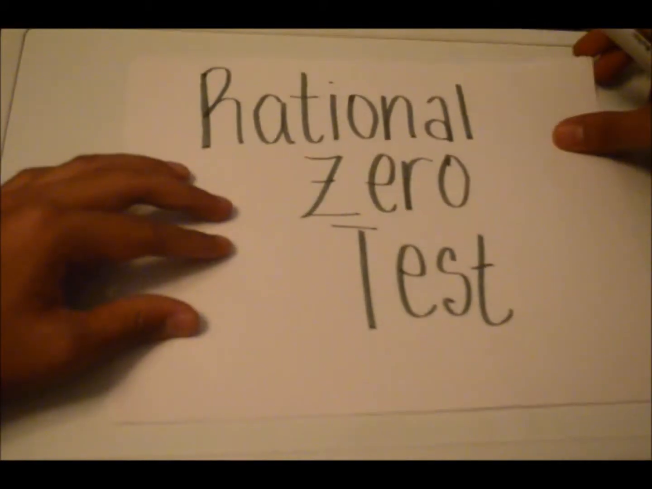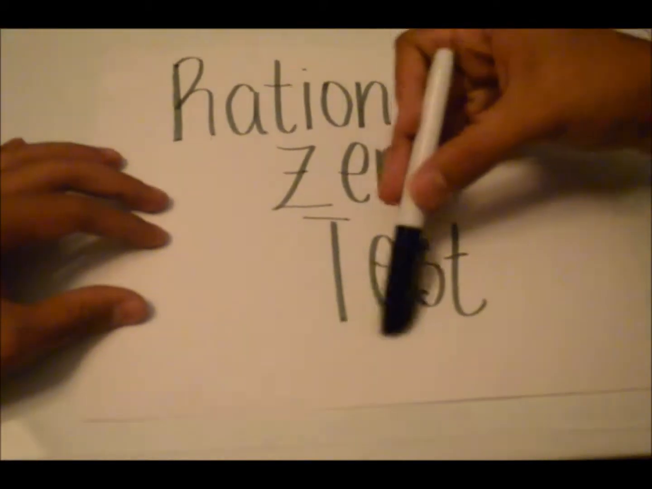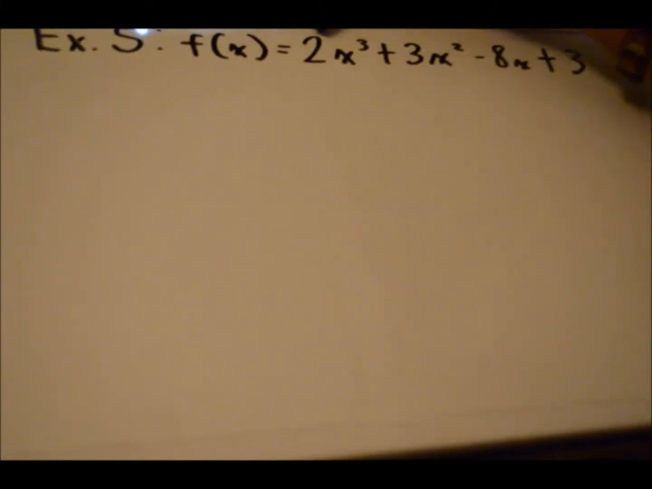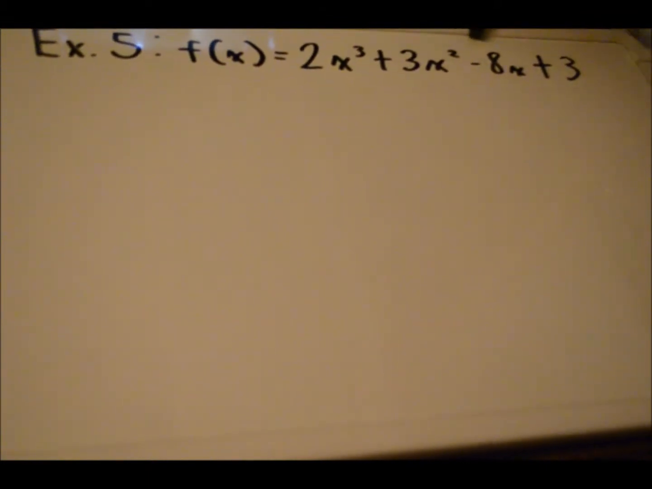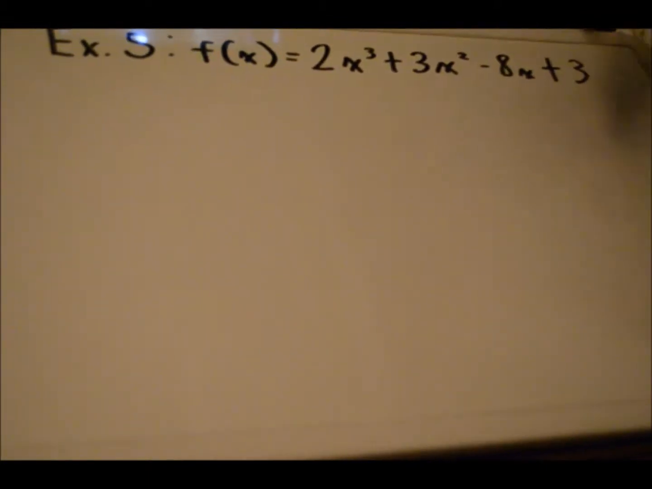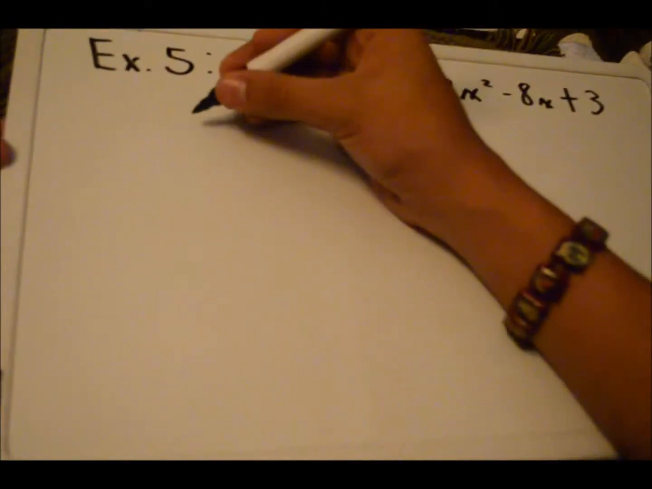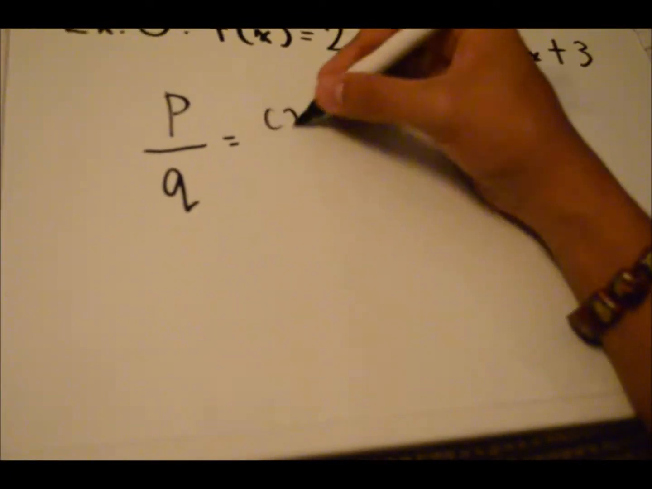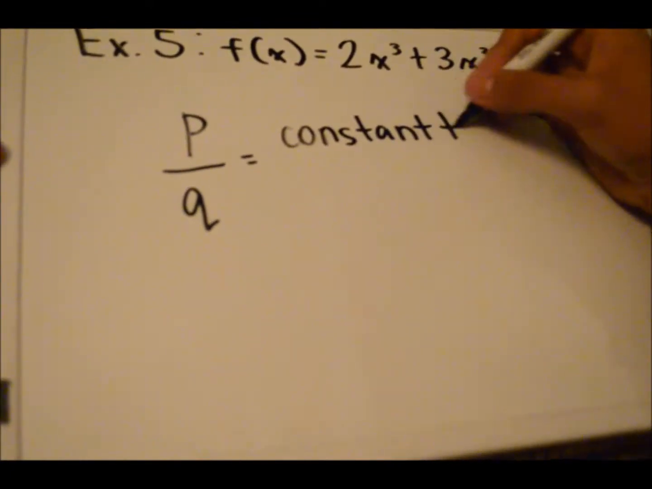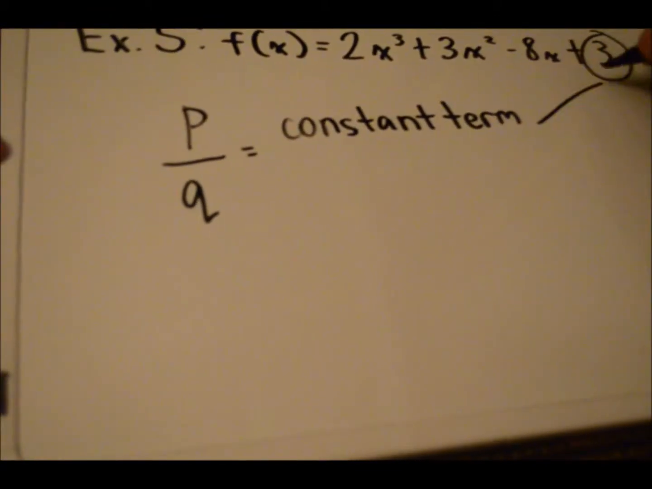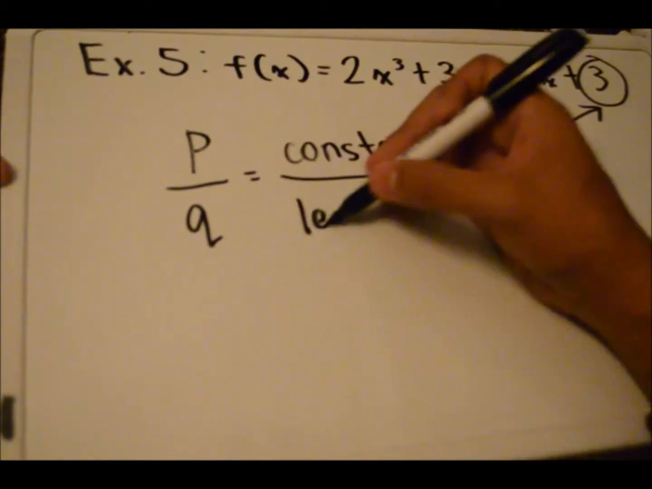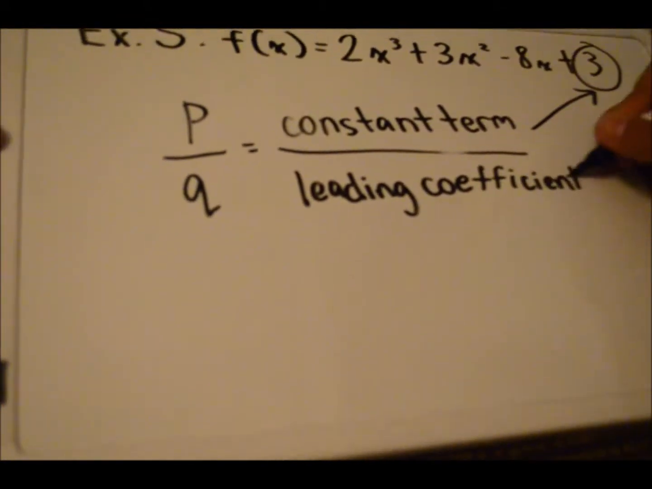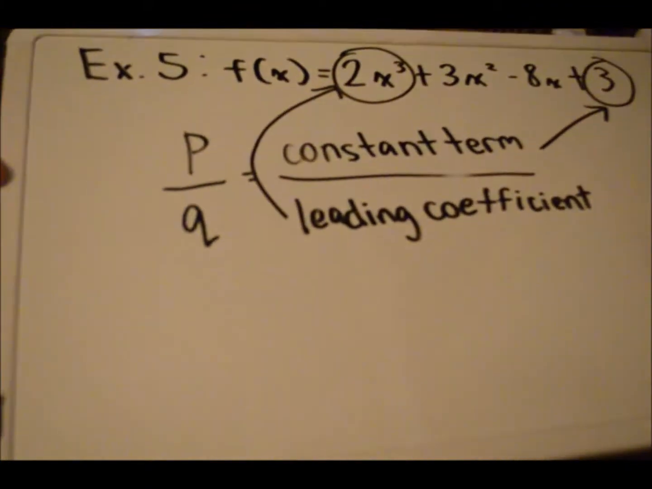We are now moving on to the rational zero test. Example number 5. f(x) equals 2x cubed plus 3x squared minus 8x plus 3. We must first use the equation p over q, which equals the constant term 3 at the end of the equation over the leading coefficient of 2x cubed at the beginning of the equation.